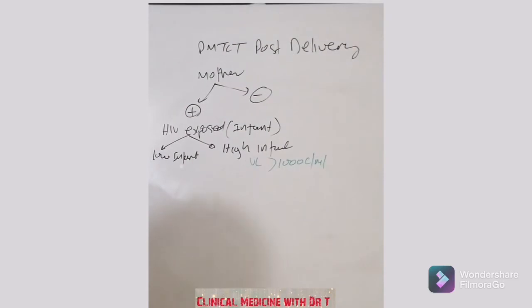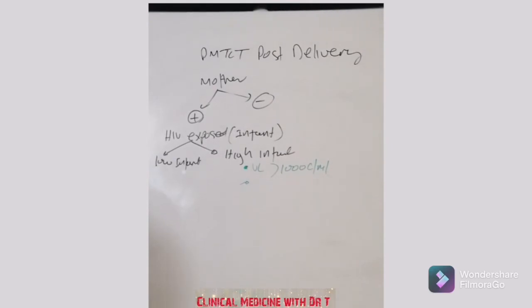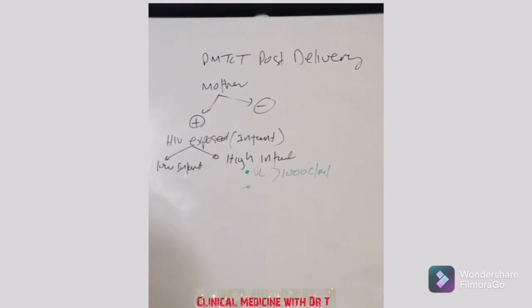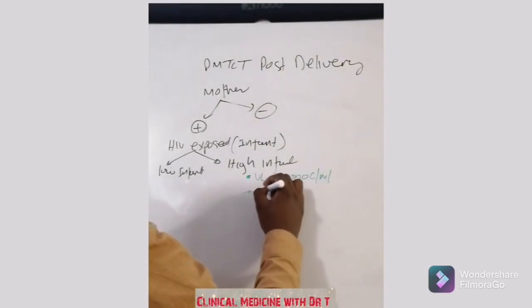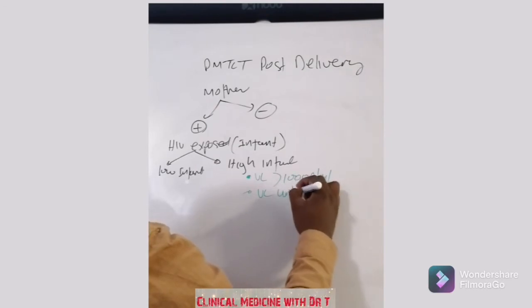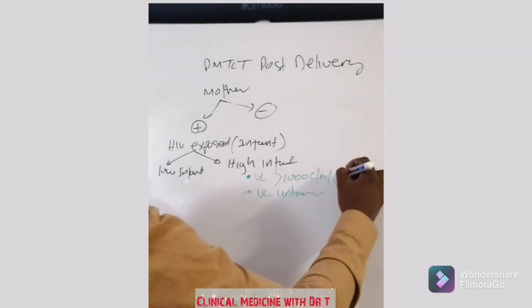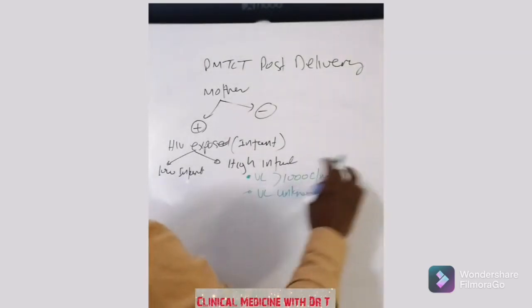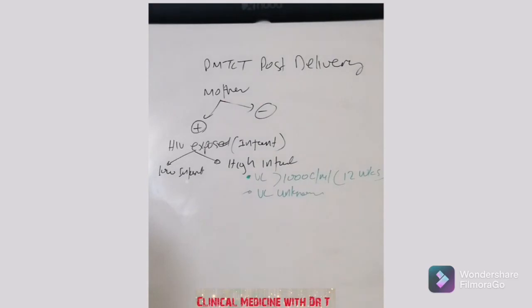Sorry about this. That's the first. The second thing, a high-risk infant is an infant born to a mother whose VL is unknown. So this VL of more than 1,000 should be within 12 weeks. But if there's no VL that has been done in the past 3 months, then that mother has got an unknown VL, and because of that, she's high risk. The baby is high risk.